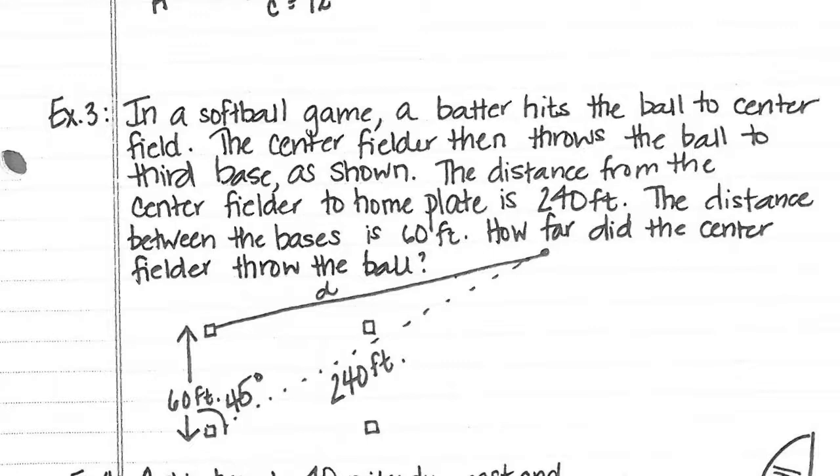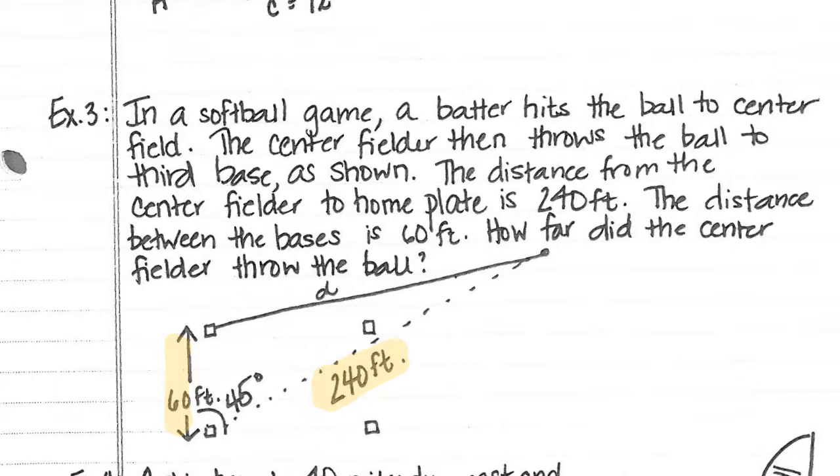Example 3 says, in a softball game, a batter hits the ball to the center field. The center fielder then throws the ball to third base as shown. The distance from the center fielder to home plate is 240 feet. So we can see that right here. The distance between bases is 60 feet. How far did the center fielder throw the ball?